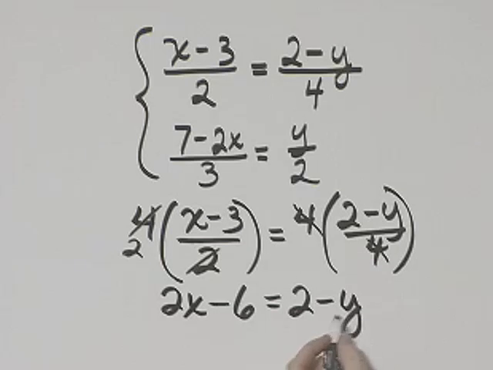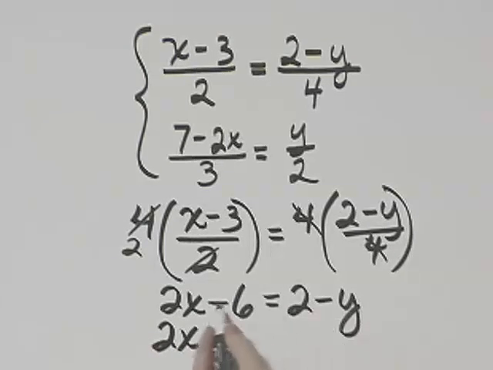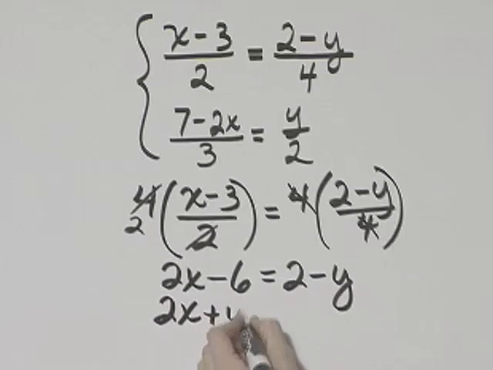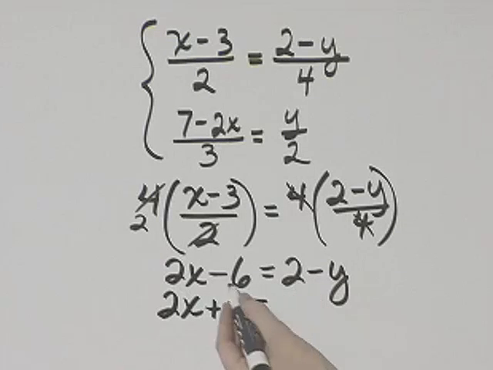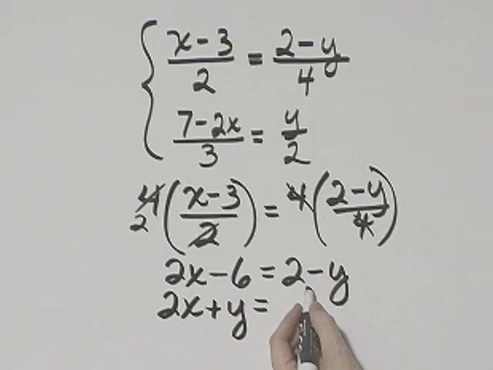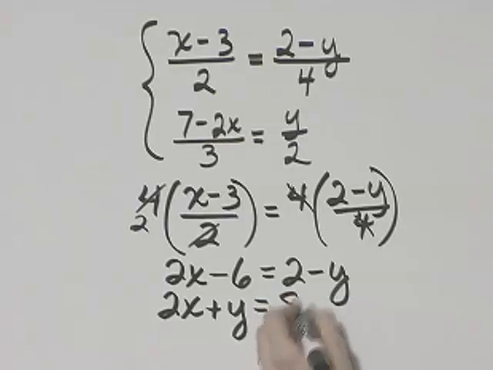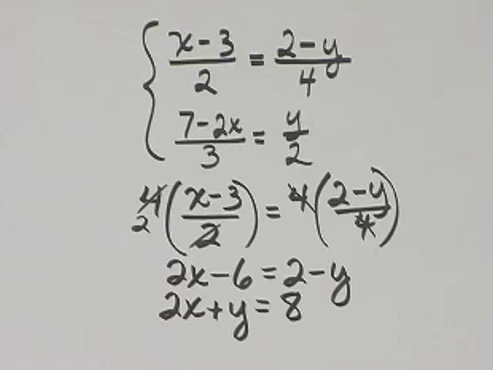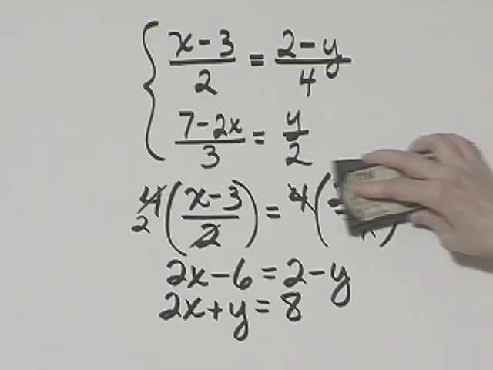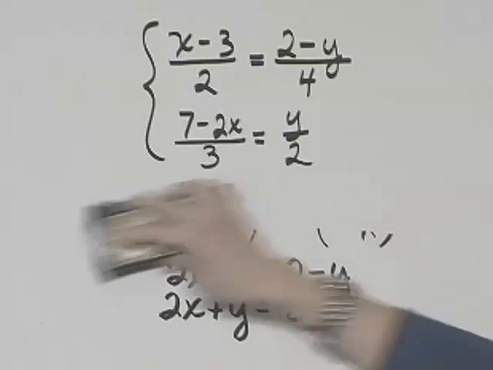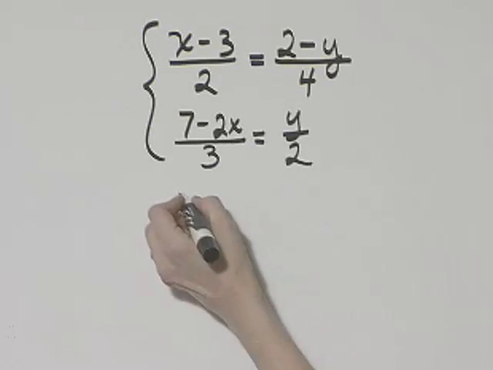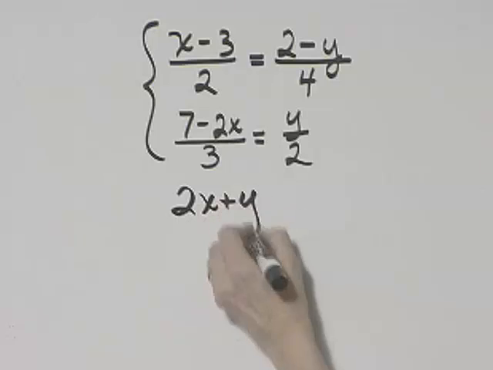Let's go ahead and write it in standard form. I'll add y to both sides, so I'll have 2x plus y is equal to 2, and then I'll add 6 to both sides, and 2 plus 6 is 8. You may need to take a few more steps than I did, so feel free to do so. But here is that first equation in an equivalent form. 2x plus y is equal to 8. And I'm going to rewrite it. That's 2x plus y is equal to 8.